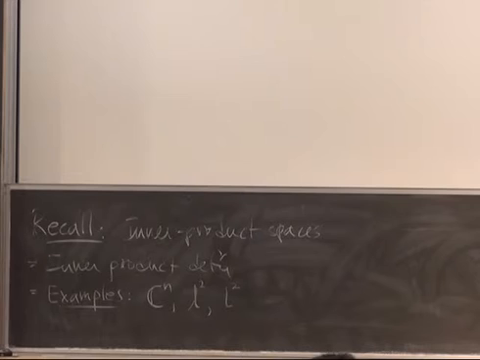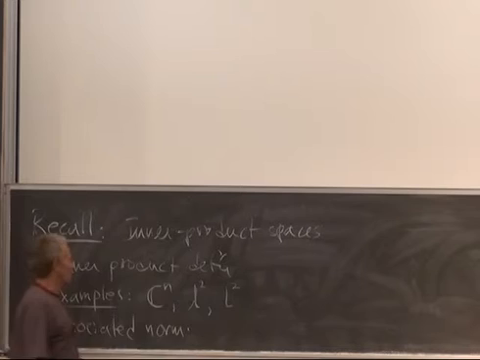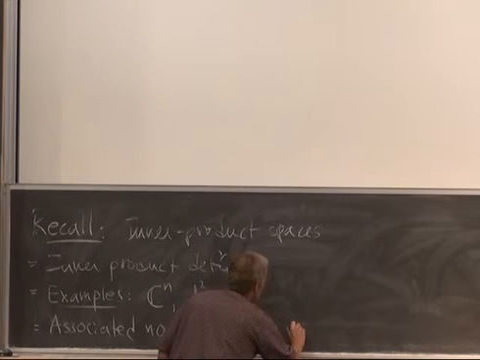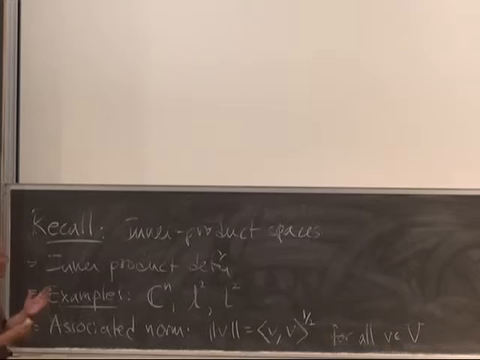And associated with an inner product is a norm. So associated with an inner product is what we always call the associated norm. The norm of V is equal to the square root of the inner product of V with itself, for all V in the inner product space V. And that makes sense to write down because one of the rules about inner products is that if you take the inner product of a vector with itself, you get a non-negative real number. That's zero if and only if the vector is zero. And we saw that the associated norm on C2 was the standard Euclidean norm, and the associated norm on little L2 and big L2 were both the L2 norms that we met before.